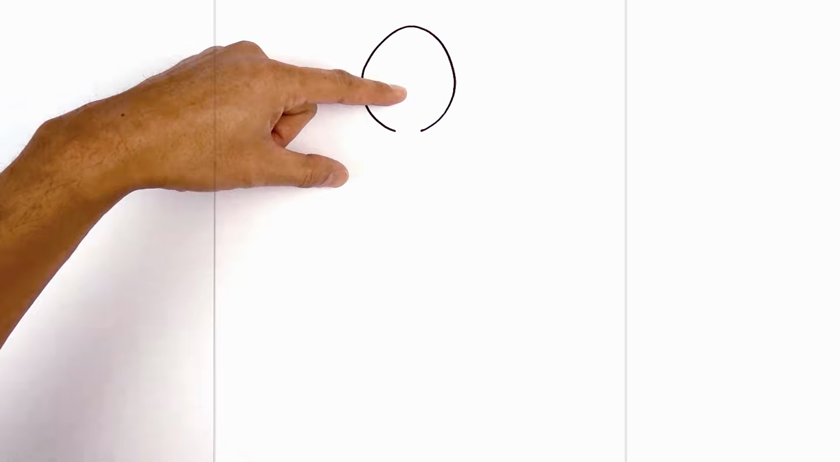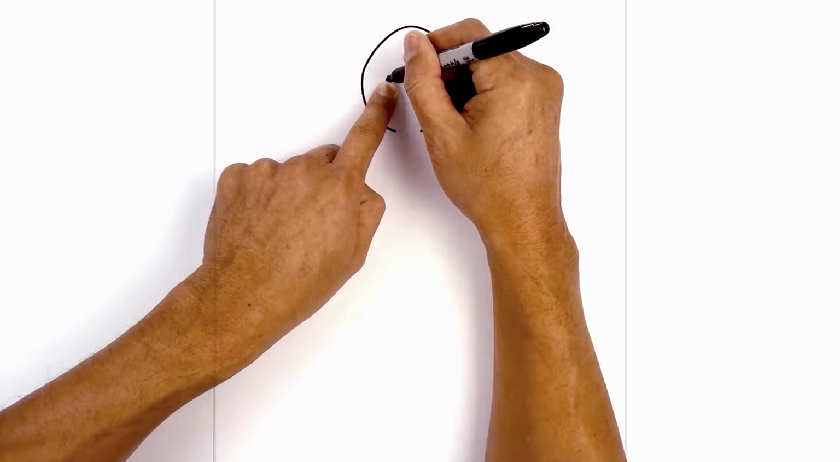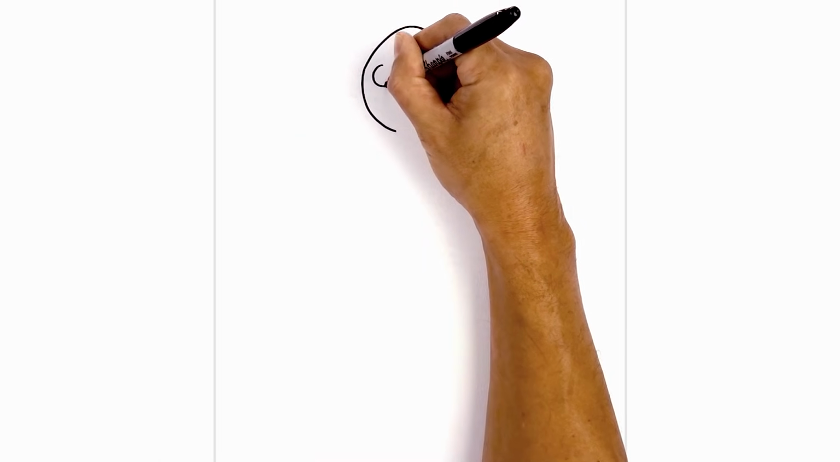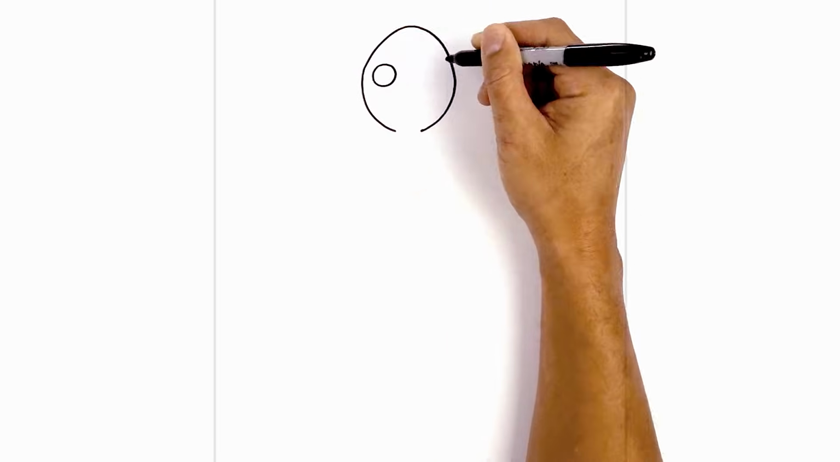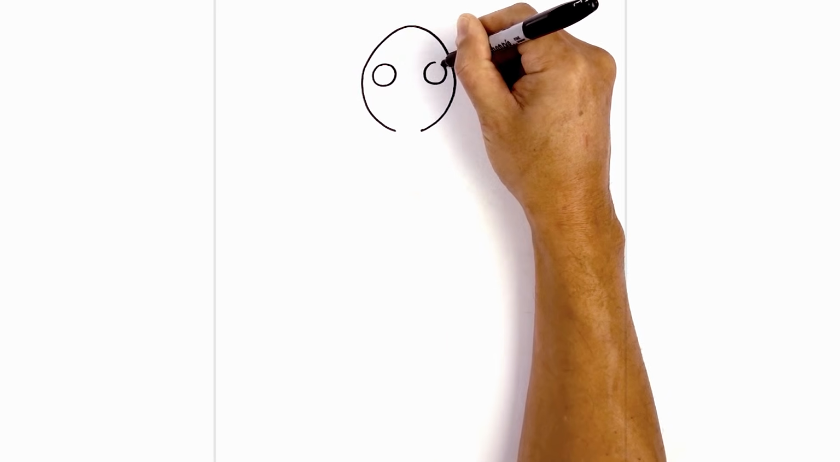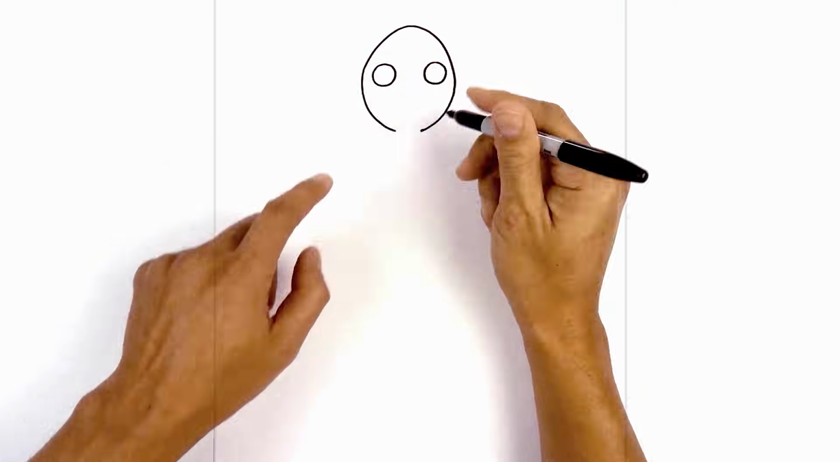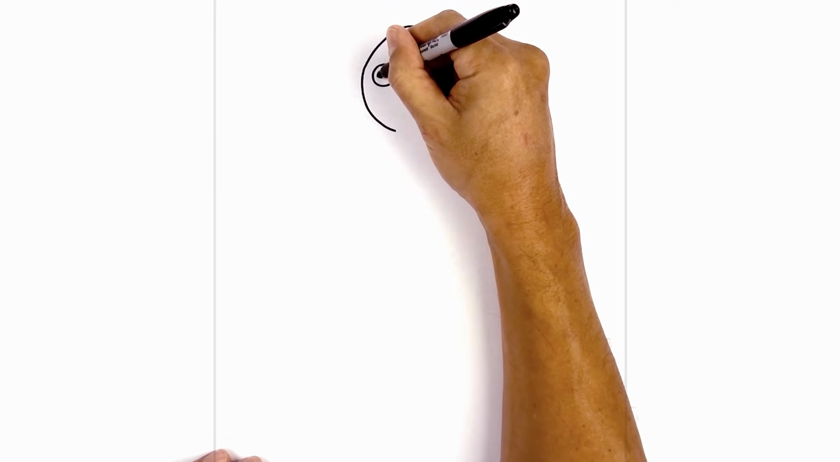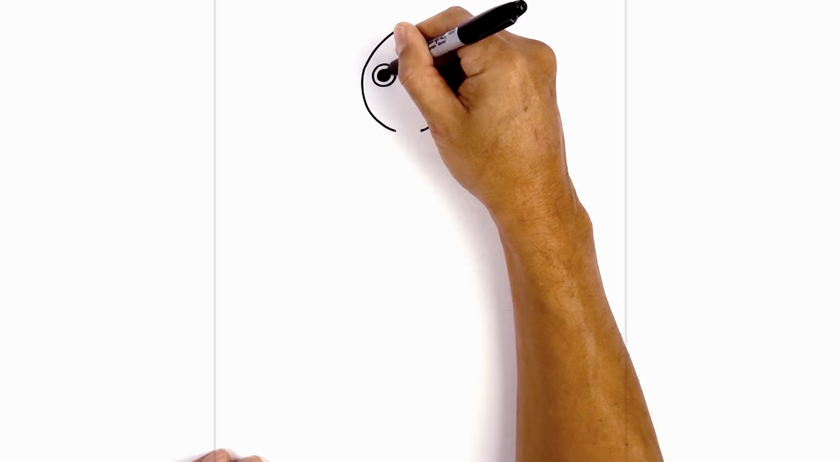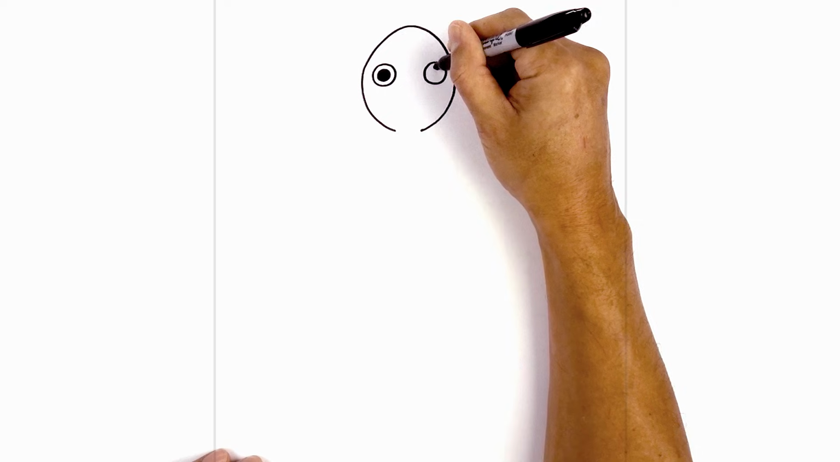Now we're going to locate the halfway point of this oval and draw the eyes on the upper half. Starting from the top, draw in a circle, and we'll do the same thing on the right side. Now we're going to draw a smaller circle on the inside of the eye for the pupil. We're going to fill those in black, and let's do the same thing on the right side.